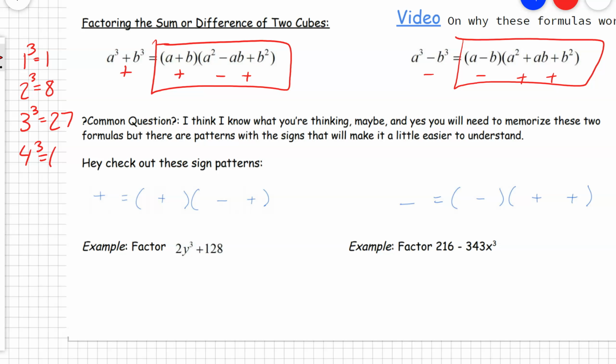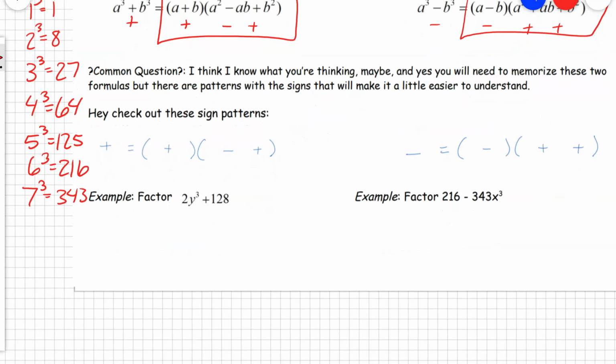4 to the third is 64. 5 to the third is 125. 6 to the third is 216. And so on. You can continue so that you have examples off to the side that you can match your problems up to. Like 7 to the third is 343, and you may see these values, and it'll help you out with these problems. So, let's take a look at the first example.